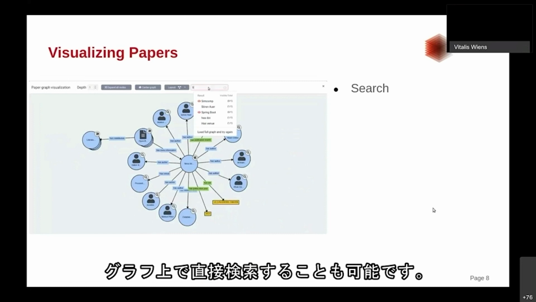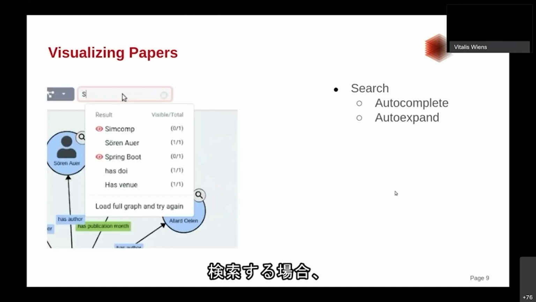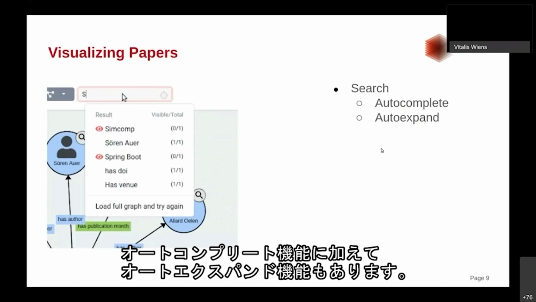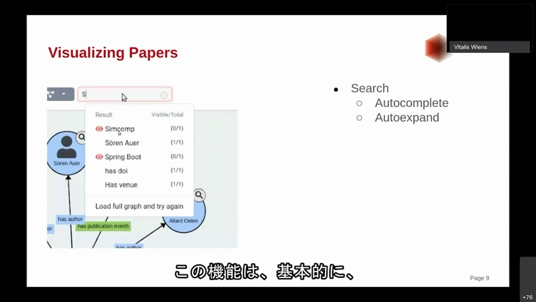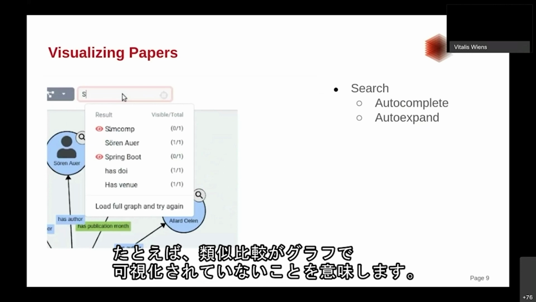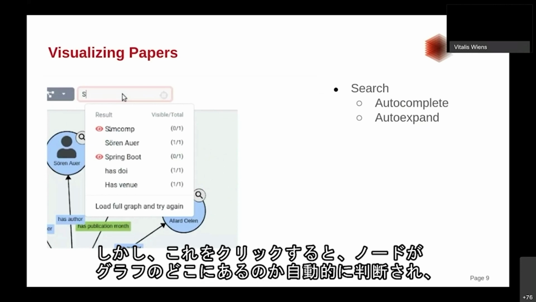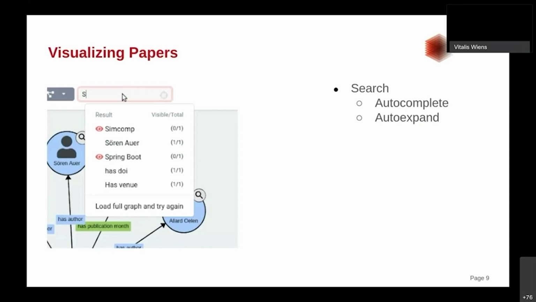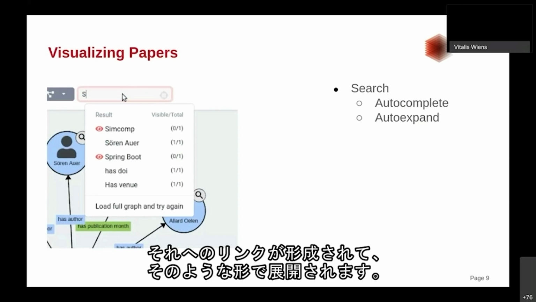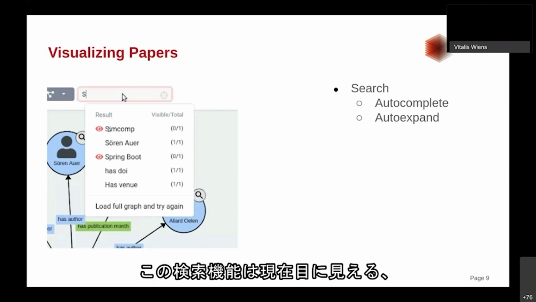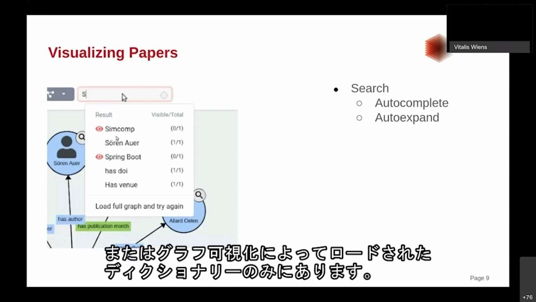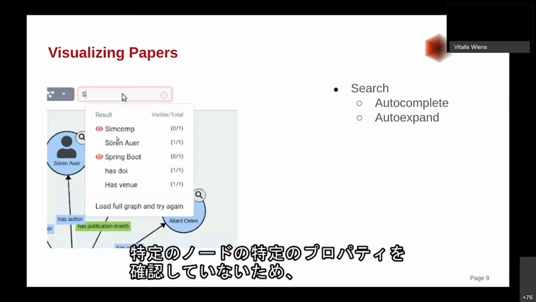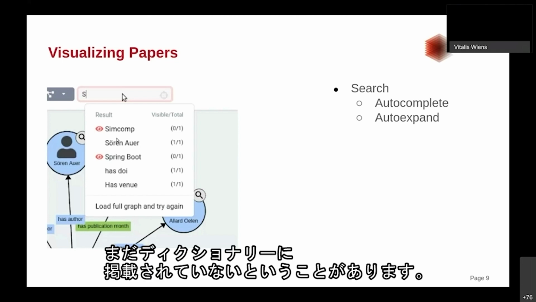And we can also do a search directly in the graph. When we search, we have autocomplete and also auto-expand, which means basically, for example, the similarity comparison is not visualized in the graph, but when you click on it, it will automatically determine where the node is in the graph and build a link to it and then expand it in such a way. But the search functions only on the dictionary that is currently visible or has been loaded by the graph visualization. And so it can happen that you have not explored certain properties of a certain node, and that's why they are not in the dictionary yet.